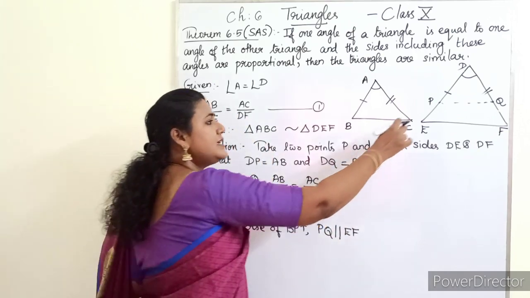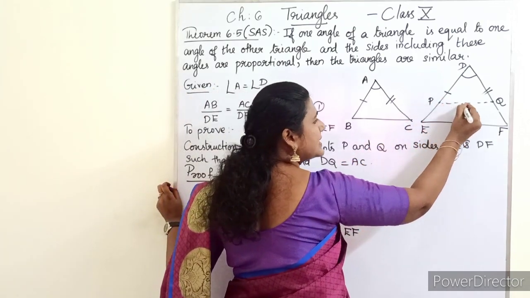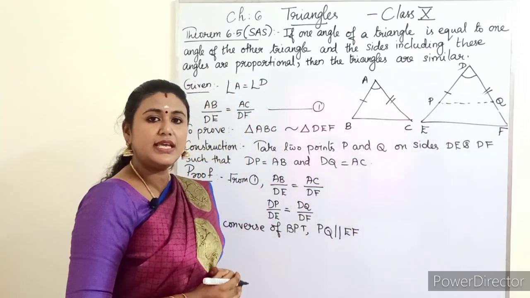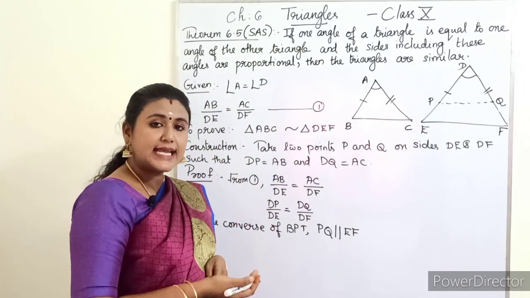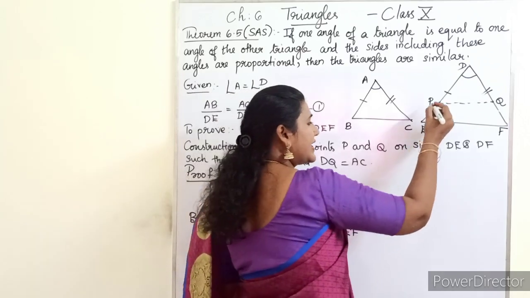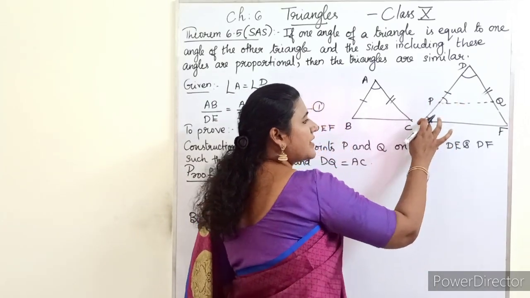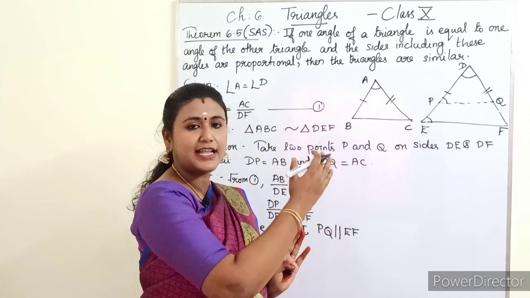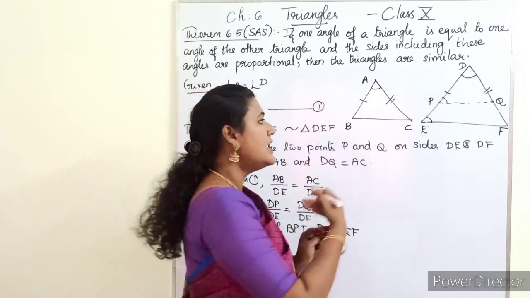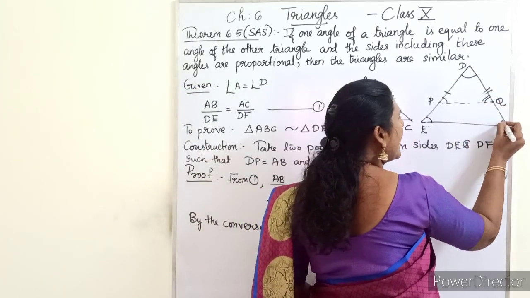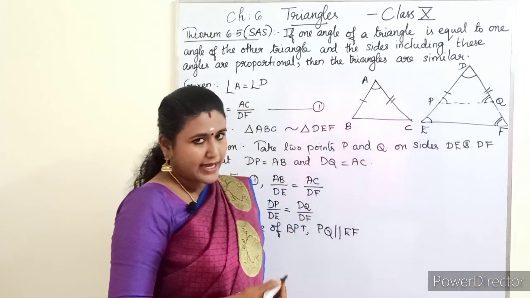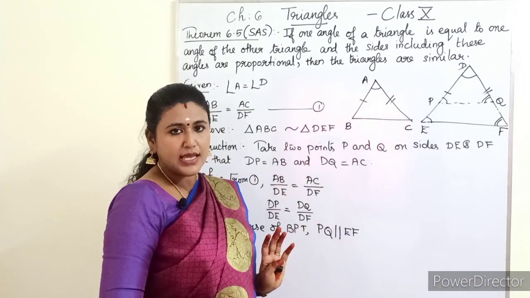So we got these two lines are parallel, that is PQ is parallel to EF. So if two lines are parallel, then what can we say about these two angles? These two angles are corresponding angles, so we can say that these two angles are equal. Similarly, angle Q and angle F are also corresponding angles, so they are also equal.